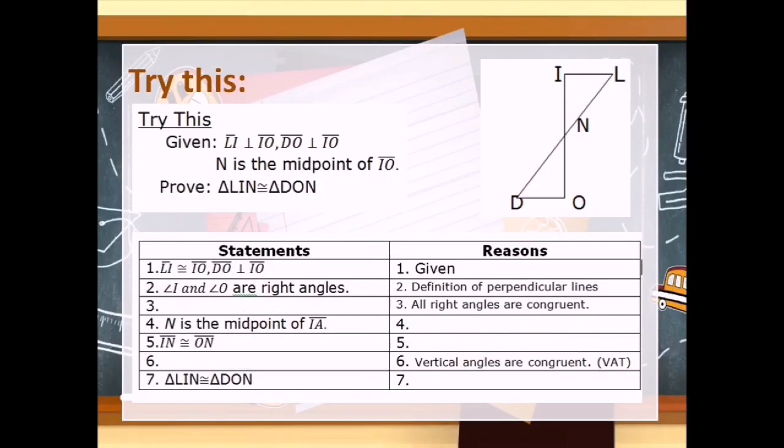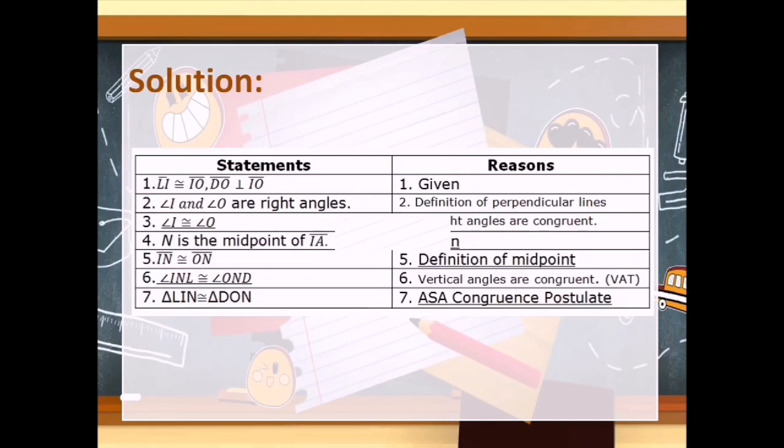Try to answer this. Given: segment LI is perpendicular with segment IO. Segment DO is perpendicular with segment IO, and N is the midpoint of segment IO. Prove: triangle LIN is congruent with triangle DON. Quite difficult, grade 8 learners? But I hope you get the same answer. Very good.